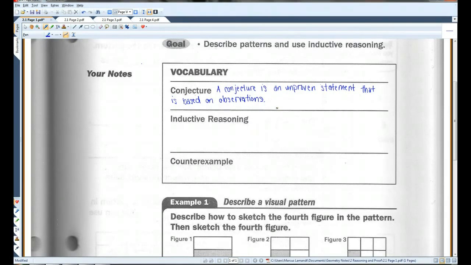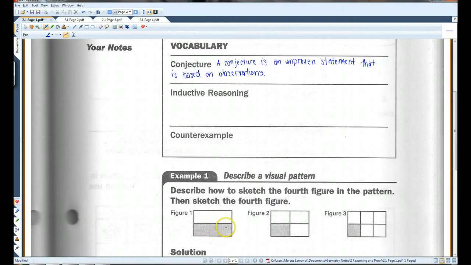Inductive reasoning is the process of finding a pattern for specific cases and then writing a conjecture for it. So, we'll do an example down here. When you are given a problem in which you look for a pattern and then you make an educated guess based on that pattern, you're using inductive reasoning. I'll show you what we mean when we get to example 1.